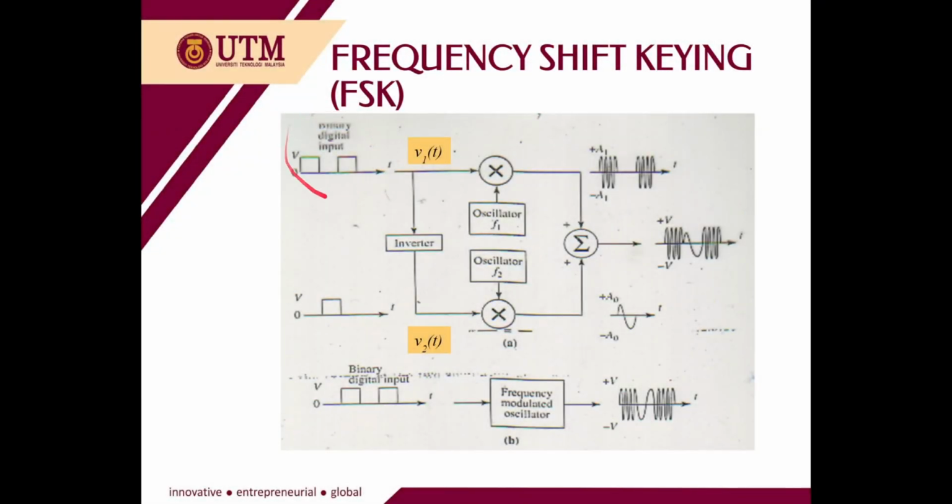One digital input will be sent into the modulator and go to the oscillator with frequency F1. And one of the signals will go into the inverter to generate another inverted signal and go through the oscillator with frequency F2. After that, the signals that are produced with different frequencies will be summed up together. Hence, we can get our FSK signal.